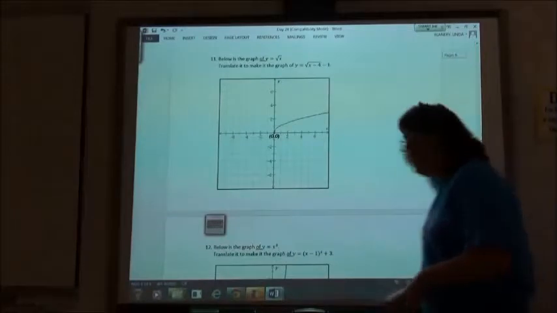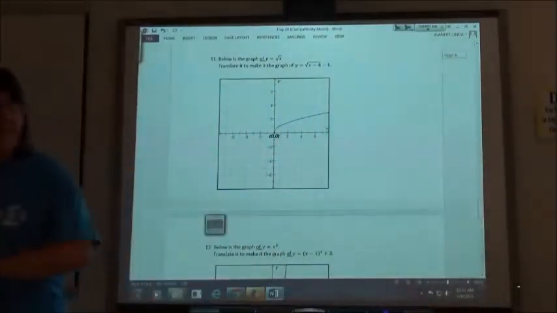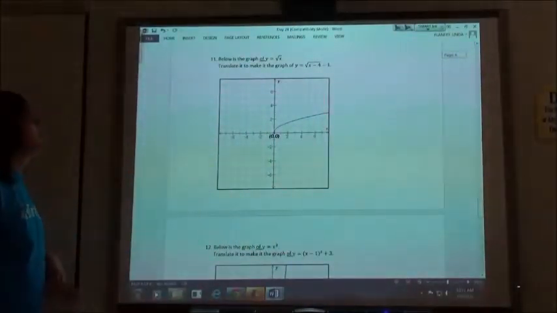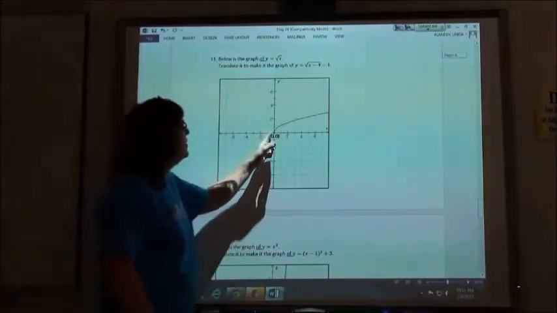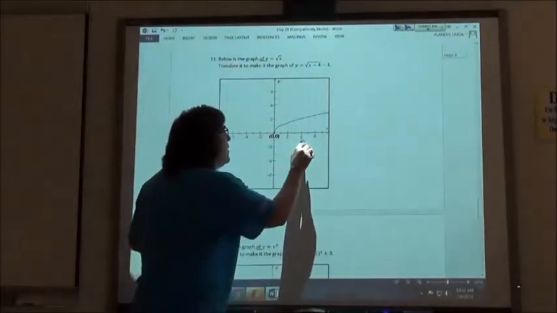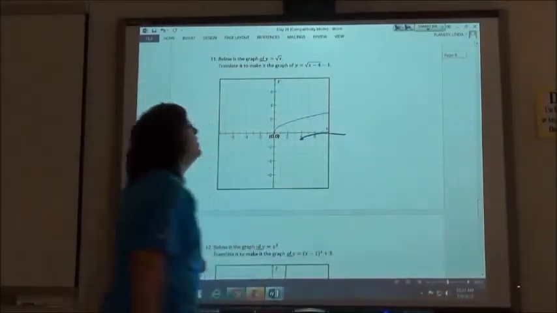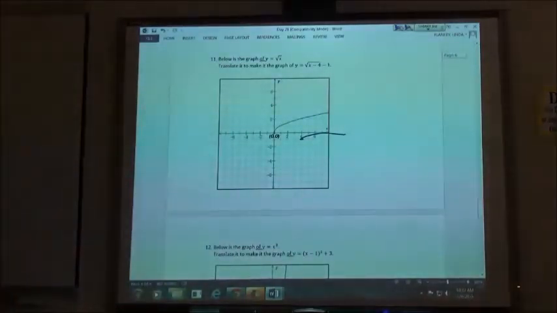So on number 11, how's that one going to move? To the right 4 and down 1. So to the right 4 and down 1 moves that over to 4, -1.